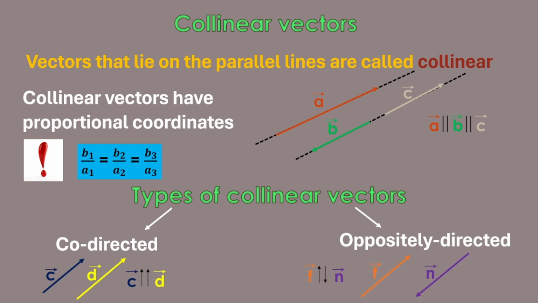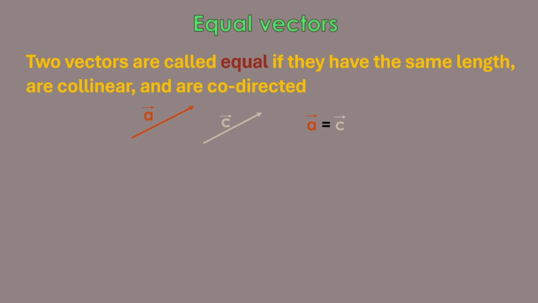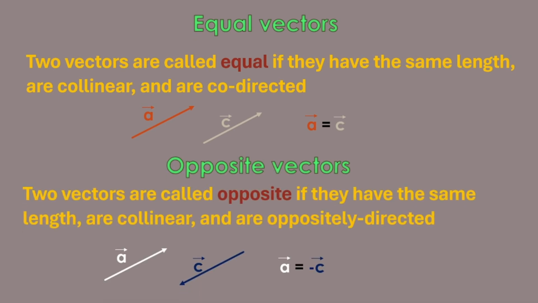Two vectors are called equal if they have the same length, are collinear, and are co-directed. Pay attention to this definition. There are also opposite vectors in geometry. These are vectors that have the same length, are collinear, but are oppositely directed. If they are oppositely directed, then we write that vector A is equal to vector negative C.